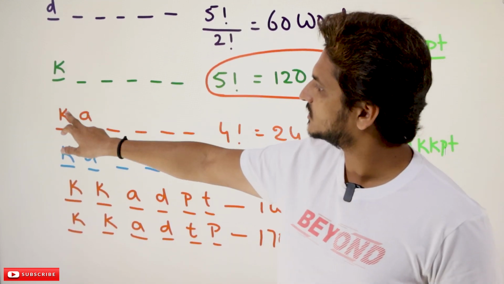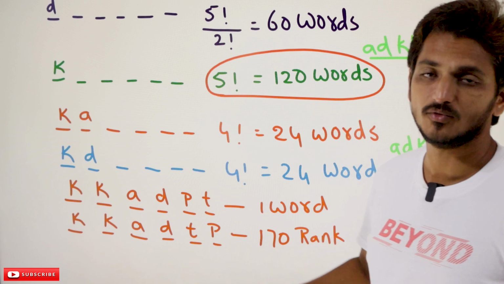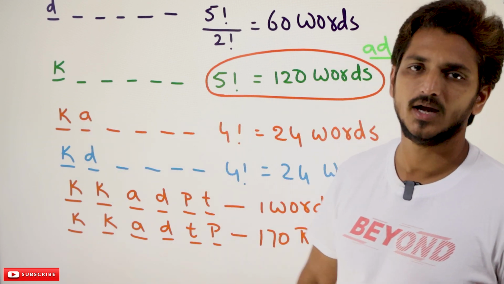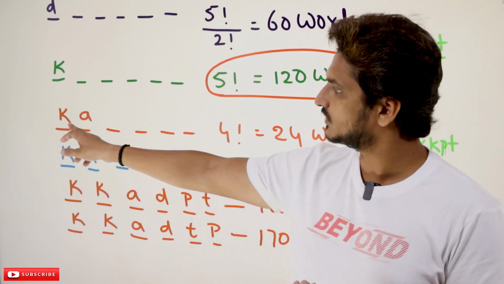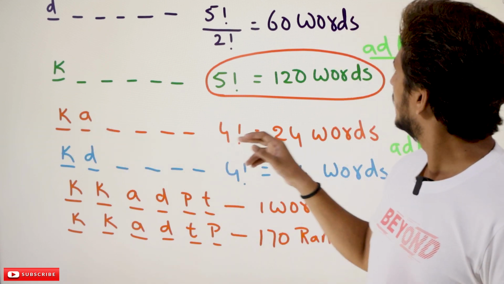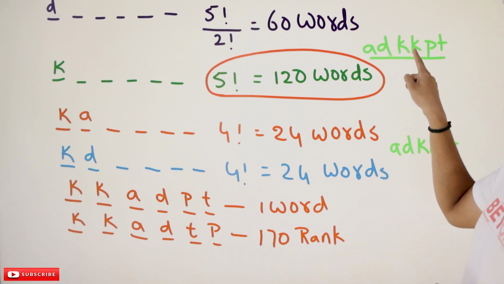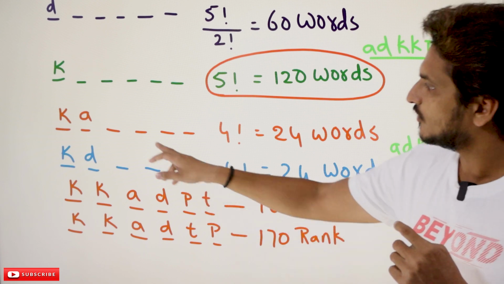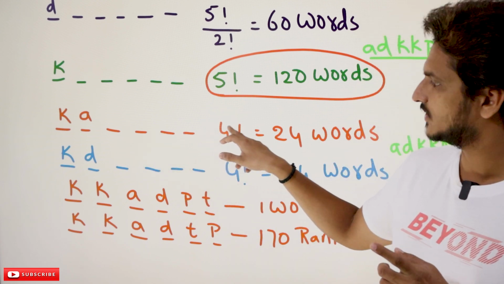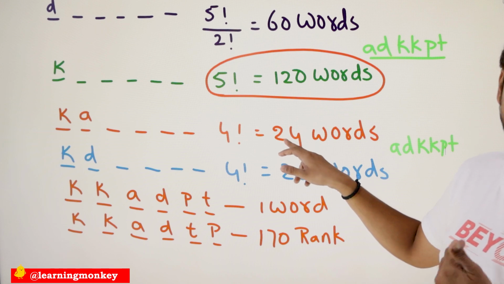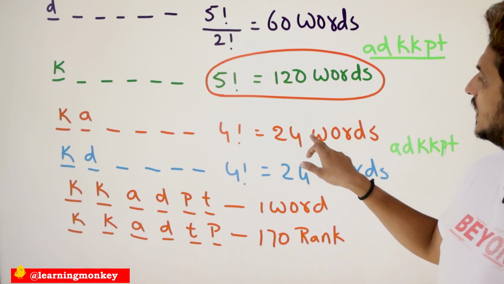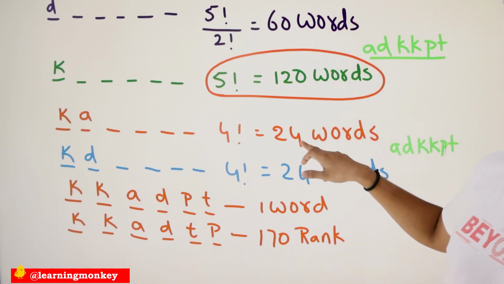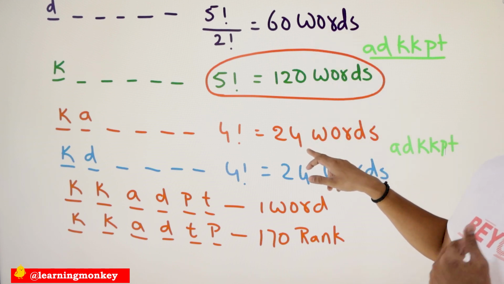Now take the first position as K and the second position. What option do we have to provide? According to the dictionary order, A should be provided. Once you fix the first position with K and the second position with A, how many characters are left? D, K, P and T. 4 characters are available. 4 characters can be filled in these 4 positions in 4 factorial ways. So total how many words are possible? 24 words. 120 plus this 24 gives 144 words up to now.